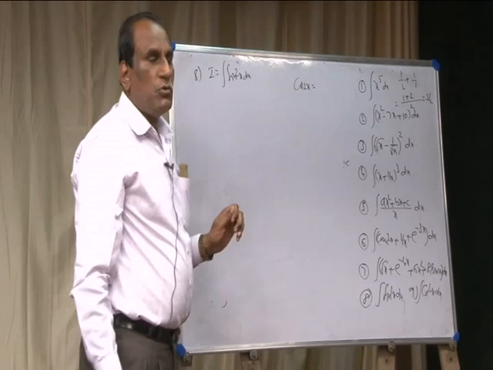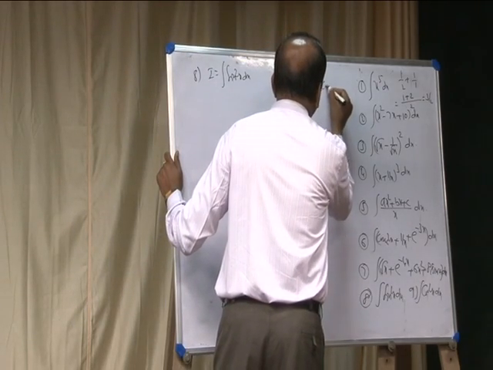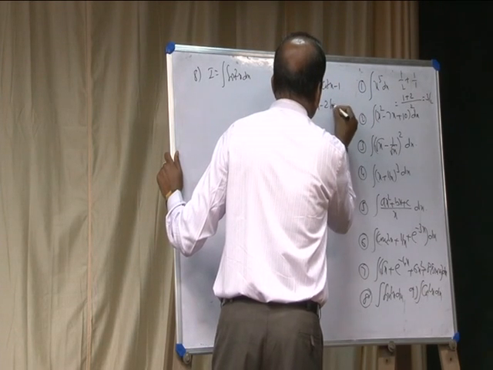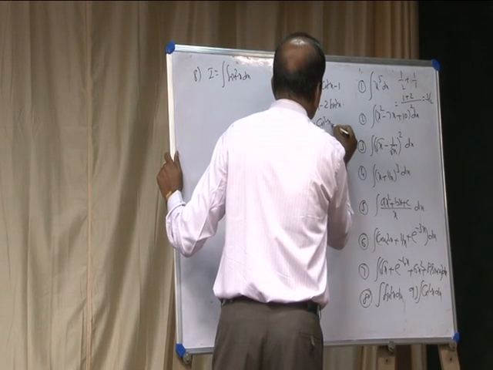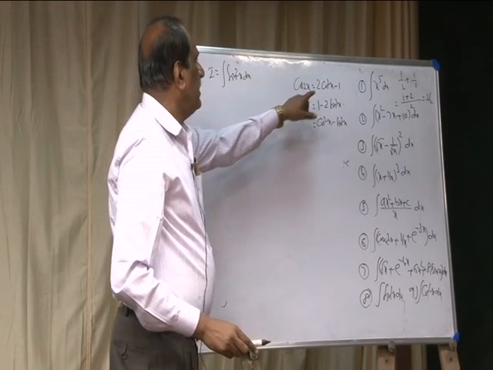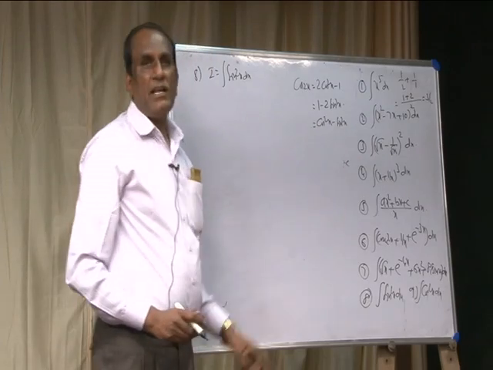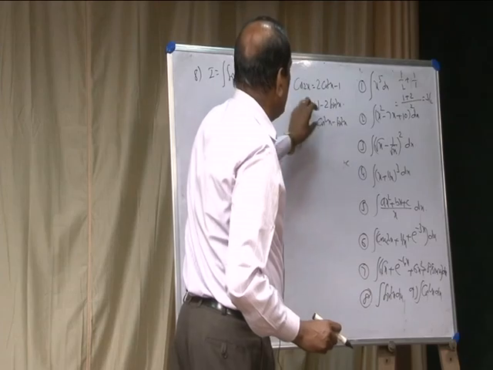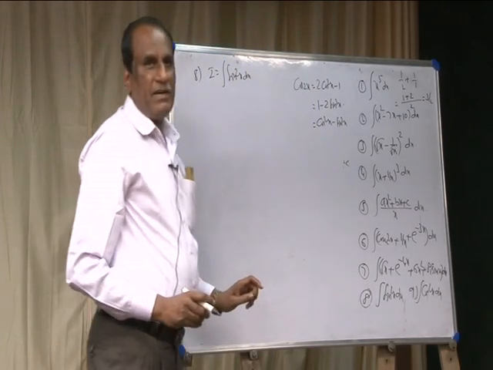What are those 3 results? Cos 2x is equal to 2 cos square x minus 1, that is the first result; 1 minus 2 sin square x, the second result; and the third result, cos square x minus sin square x. This one is purely in cos, this is purely in sin, and this is mixed, cos and sin.